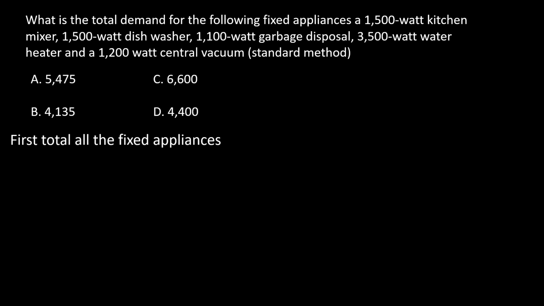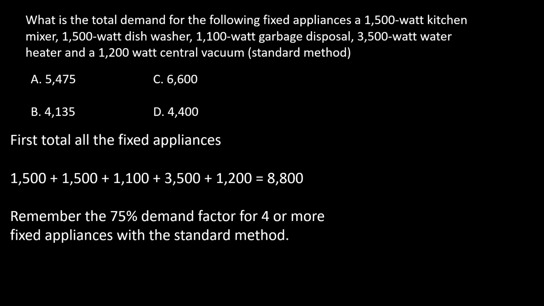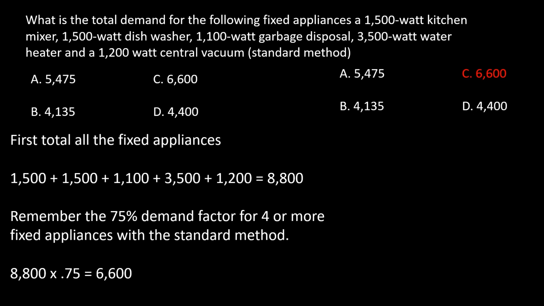First, we're going to total all of our fixed appliances, and that's going to give us a total of 8800. Now we remember the 75% rule for 4 or more appliances when we're using the standard method, and we apply that demand factor. We take 8,800 multiplied by 0.75. That's going to give us 6,600, and we select C.